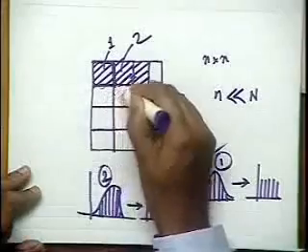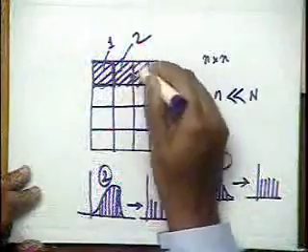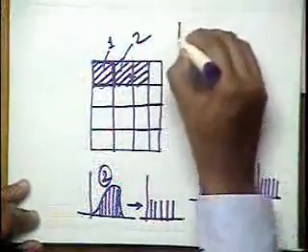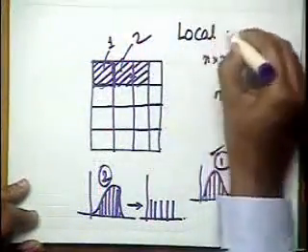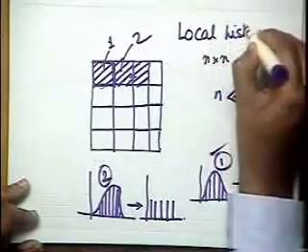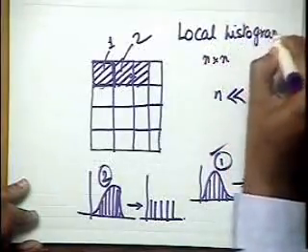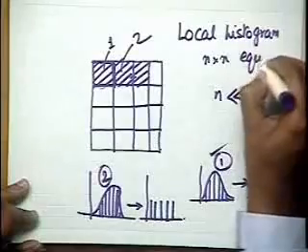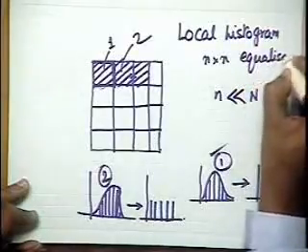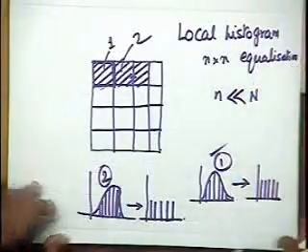The approach which I just mentioned, that is, equalization of the histogram considering several local zones, is known as local histogram equalization. This approach is called local histogram equalization, and the one which we discussed in the last class can be termed as global histogram equalization.